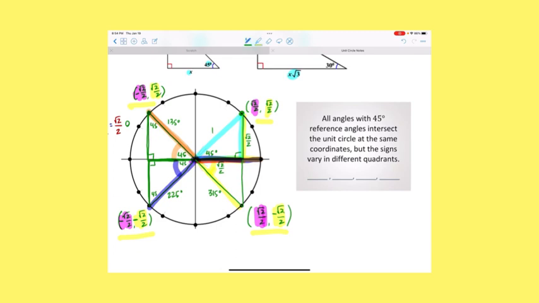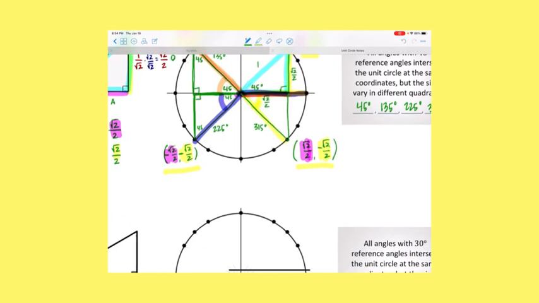So all angles with 45 degree reference angles intersect the unit circle at the same place. So that's a 45 degree angle, a 135 degree angle, a 225 degree angle, and a 315 degree angle. They all intersect the unit circle at coordinates radical 2 over 2 and radical 2 over 2. Okay, all of those are sines and cosines for those angles. The only thing that will vary is the positives and the negatives. Okay, let's do it again.